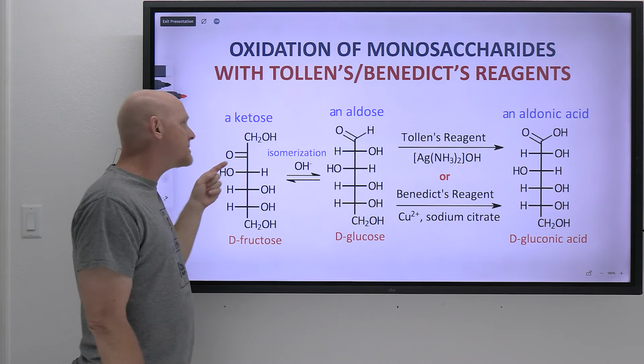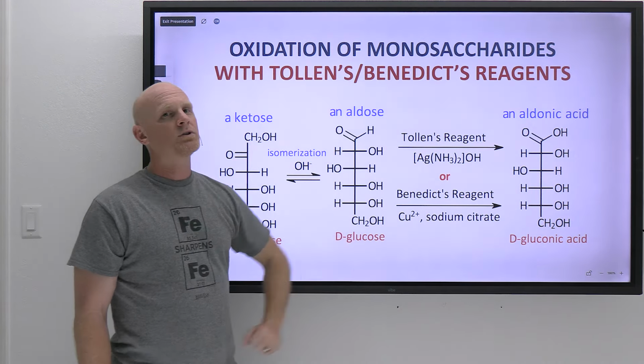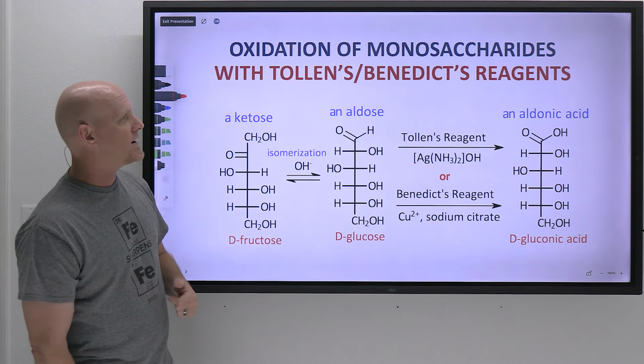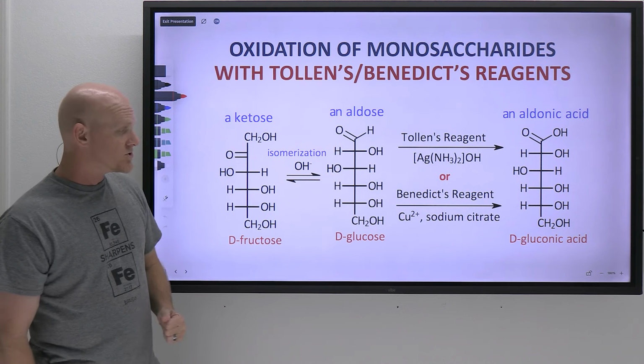And eventually all of your ketose will get dragged through the equilibrium here according to Le Chatelier's principle, and eventually all get converted into an aldonic acid. And that's why ketoses, even though in principle ketones are not oxidizable, if they can isomerize to the corresponding aldehyde, then they would eventually all get oxidized to aldonic acid. And so that's why both ketoses and aldoses give positive Tollen's and Benedict's tests. That's why both ketoses and aldoses as monosaccharides are going to be reducing sugars.